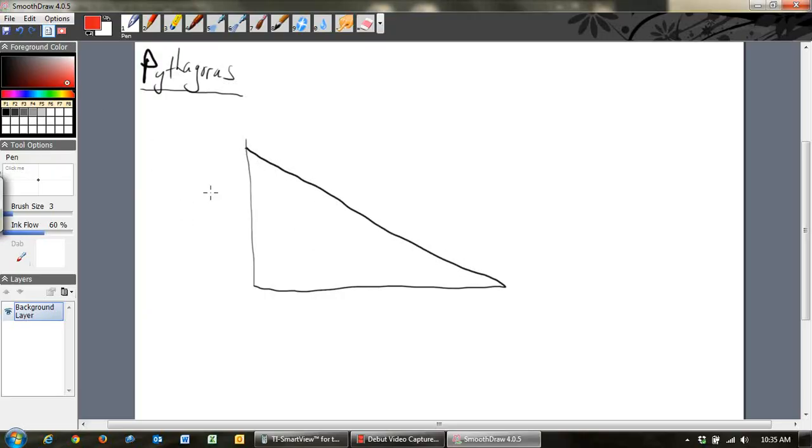What it says is, if you have a triangle that has sides A, B and C, where A and B are the two shorter sides, the shorter sides are always connected to the right angle. The third side, C, is always the hypotenuse, which is opposite the 90-degree angle. So it's also the longest side. C is always the longest side.